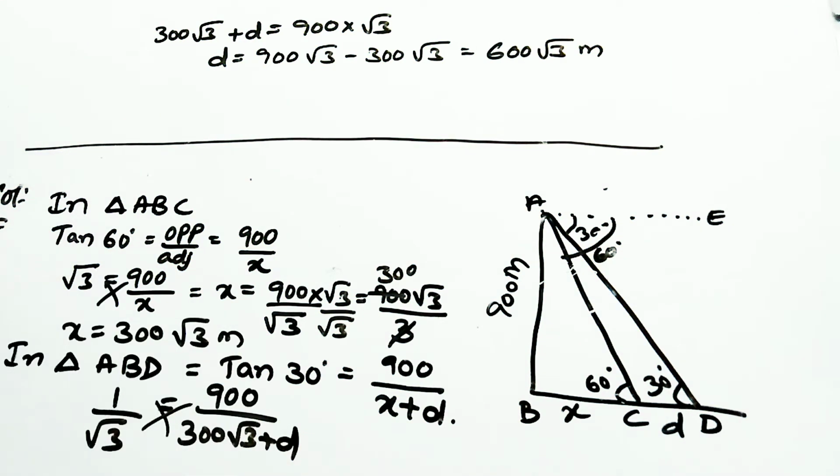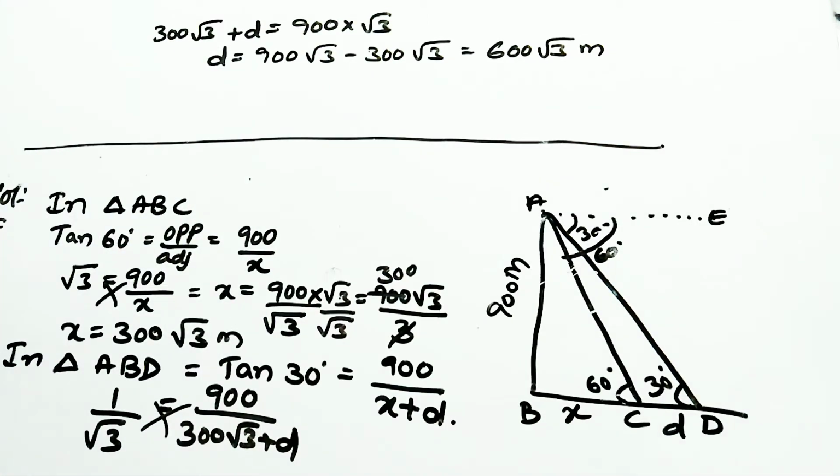Means x value is 300 root 3, d value is your 600 root 3. If you are adding this, you will get 900 root 3. So, what is your x value? X value is 300 root 3. What is your d value? 900 root 3. This will be your answer.